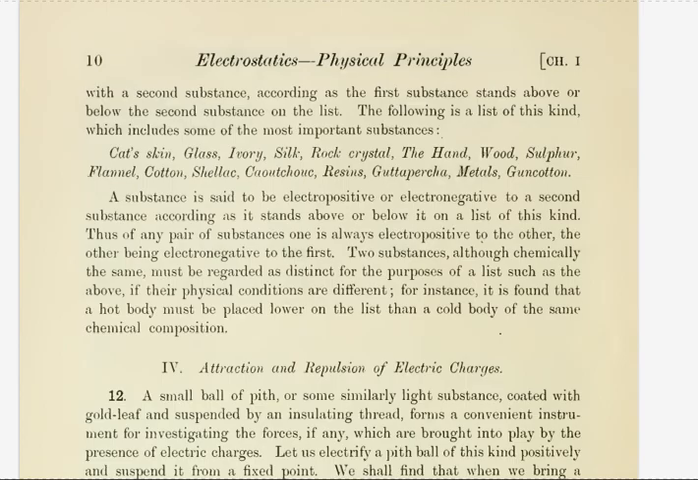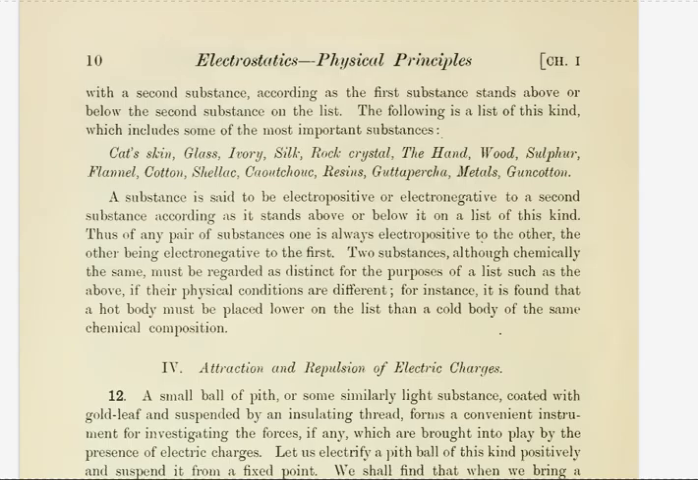The following is a list of this kind, which includes some of the most important substances: cat skin, glass, ivory, silk, black crystal, the hand, wood, sulfur, flannel, cotton, shellac, caoutchouc, resins, gutta percha, metals, guncotton. A substance is said to be electropositive or electronegative to a second substance according as it stands above or below it on a list of this kind. Thus, of any pair of substances, one is always electropositive to the other, being electronegative to the first.